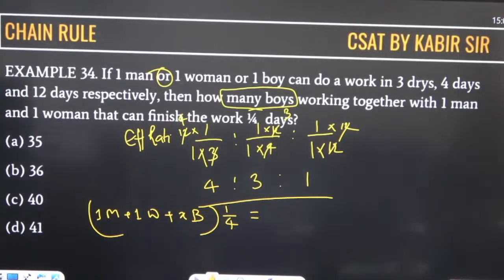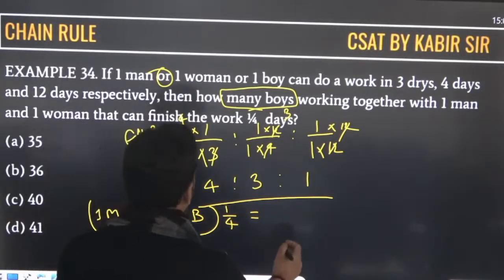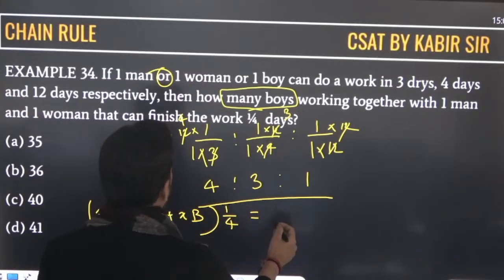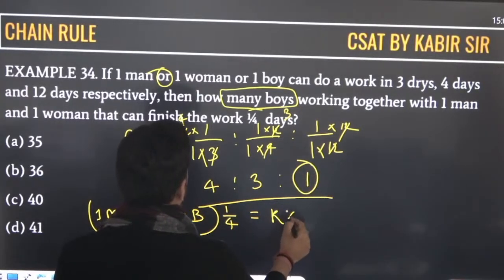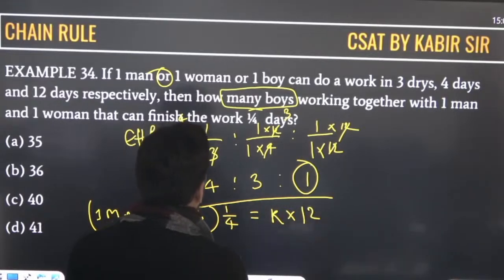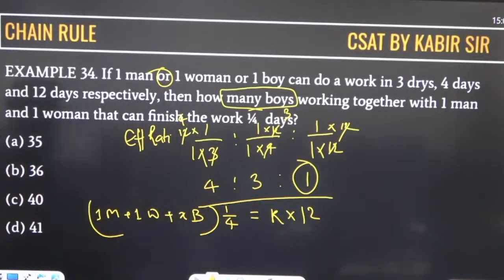Take anyone. You can take man, woman, or take anyone, right? Because we are taking boys. Boys efficiency is A. How many days he is working? So you will solve this.